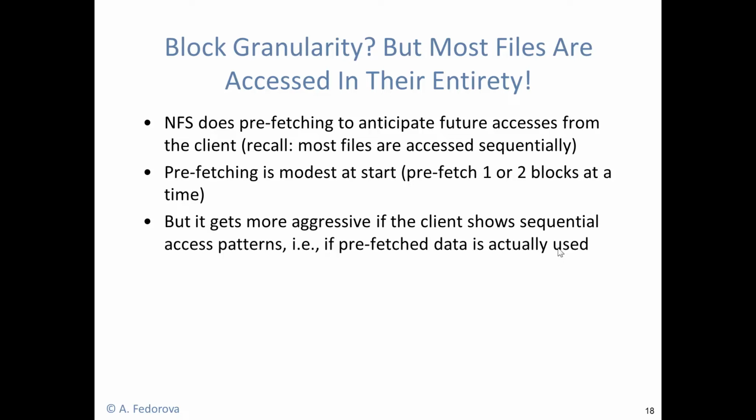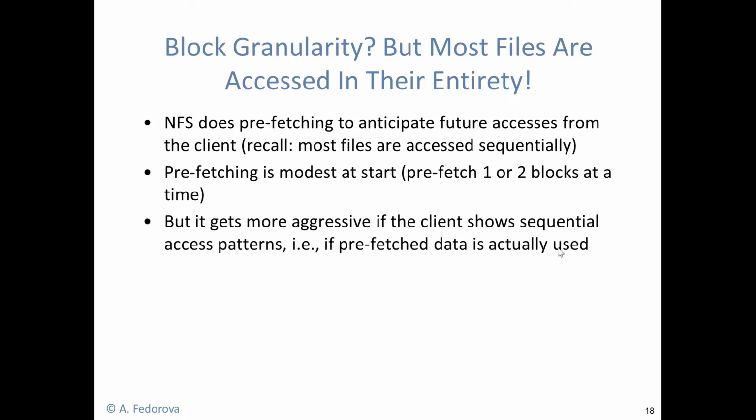So if you start reading the first few bytes of the file, the client will bring in the first block. But from Mary Baker's study, we just learned that most files are accessed in their entirety. So isn't it inefficient? In order to maximize the network bandwidth, isn't it better for us to fetch the whole file rather than the first block? NFS designers recognized that as a potential performance problem. So what the NFS protocol does to account for that is prefetching, to anticipate future accesses from the client.